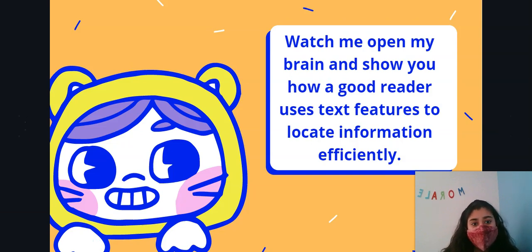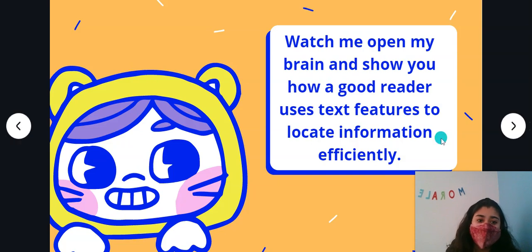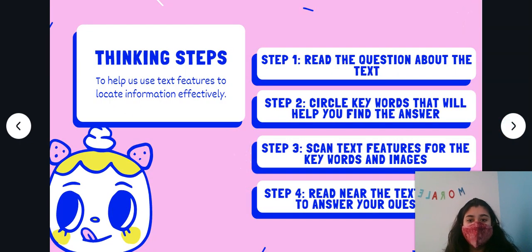Watch me open my brain and show you how a good reader uses text features to locate information efficiently. Now, I know we've been practicing this objective for a few days now, and you're probably a great expert at using text features to locate information efficiently, but I thought I would show you one more time how we do this. Remember that when we are using text features to locate information efficiently, we have 4 thinking steps.